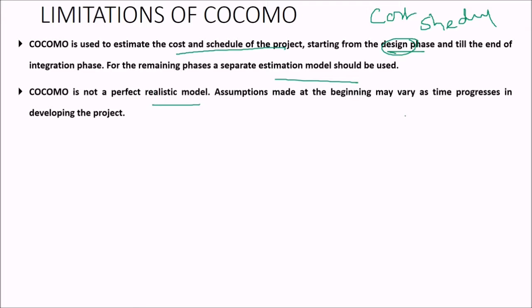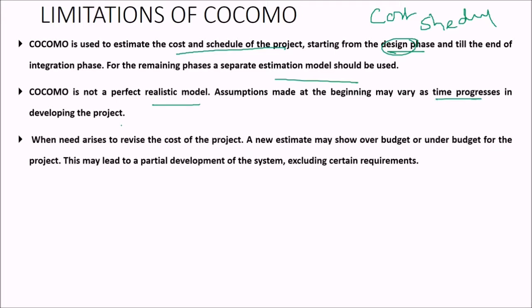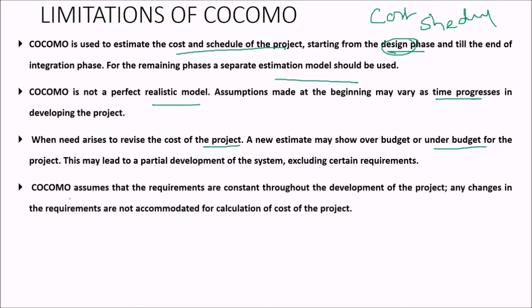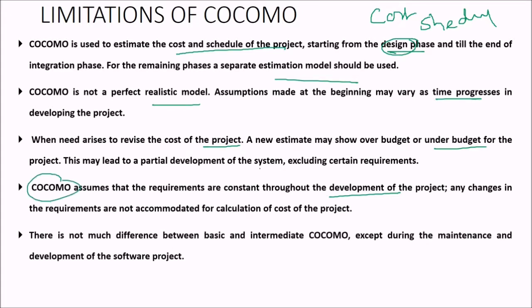Assumptions made at the beginning may vary as time progresses while you are developing the project. So when the need arises to revise the cost of the project, a new estimate may show over budget or under budget for the project. So this may lead to a partial development of the system, excluding certain requirements. COCOMO assumes that the requirements are constant throughout the development of the project. So any changes in the requirements are not accommodated in the calculation of the cost of the project. It assumes that the requirements remain constant, but they change.